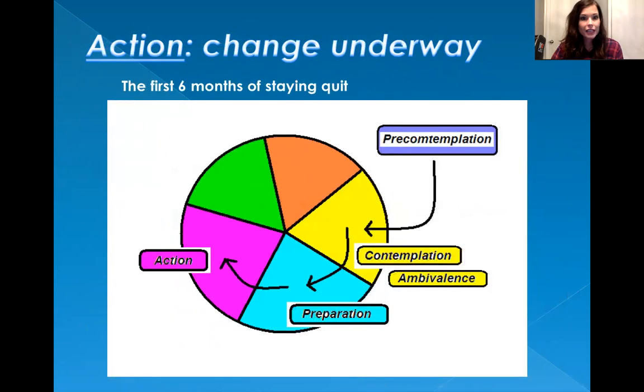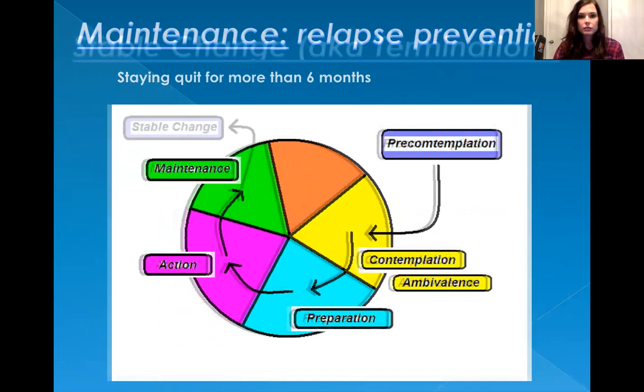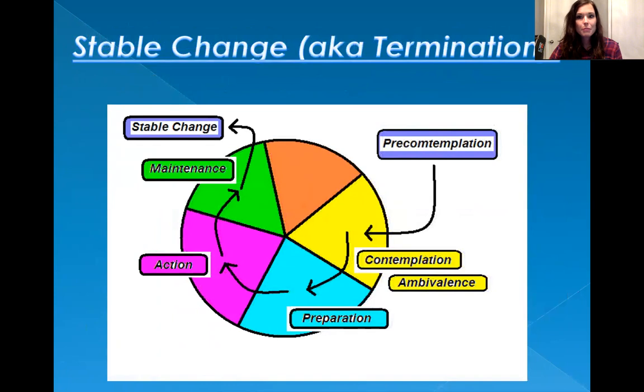Change is underway in the action stage. They're, like I said, attending meetings. They're quitting. They're detoxed. They're maybe in the pink cloud. Maintenance is when, you know, they've quit for more than 6 months, and maybe they're still attending meetings or doing what they need to do to stay sober. And some people can take the stable change route and stay that way. And then, as we mentioned before, sometimes people do relapse.